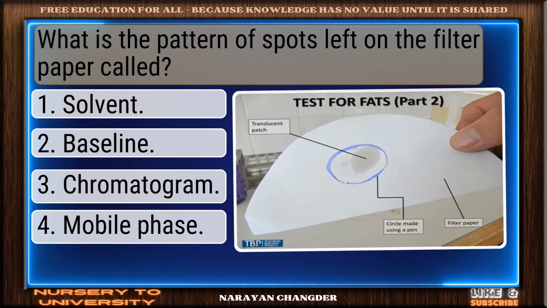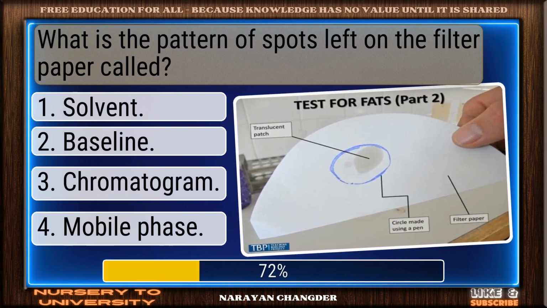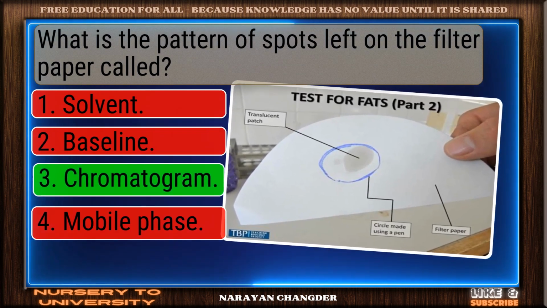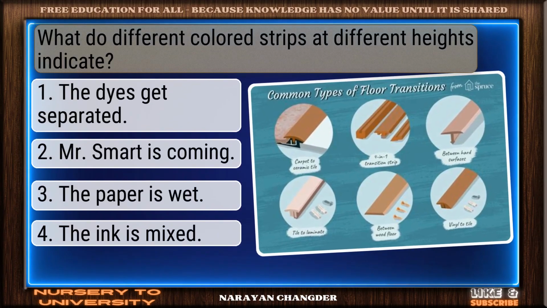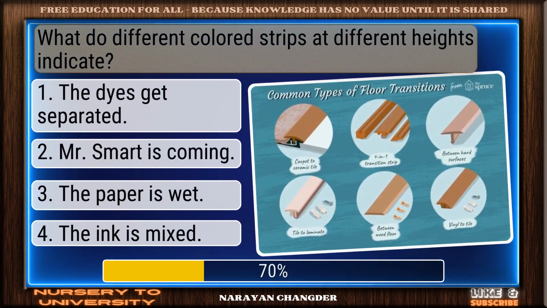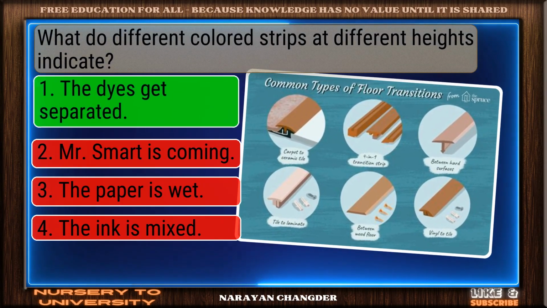What is the pattern of spots left on the filter paper called? Well picked. Chromatogram is the correct answer. What do different colored strips at different heights indicate? Bravo. The dyes get separated is the answer.